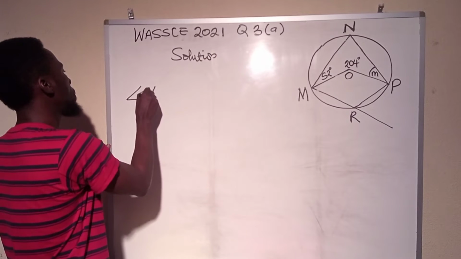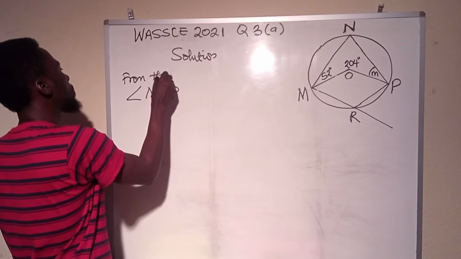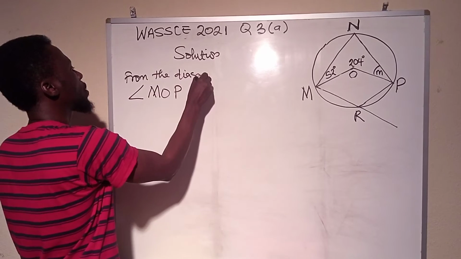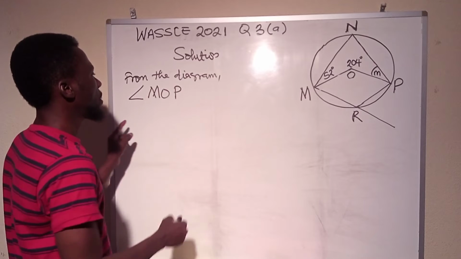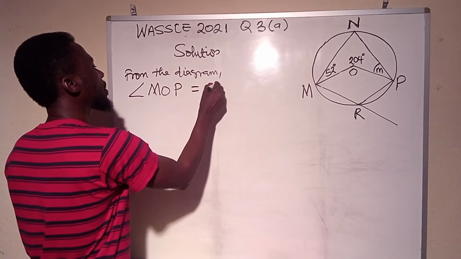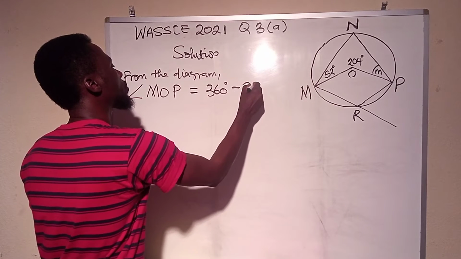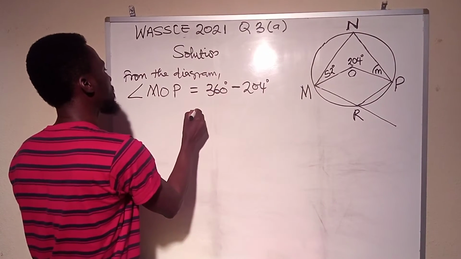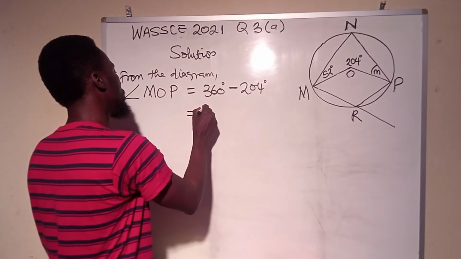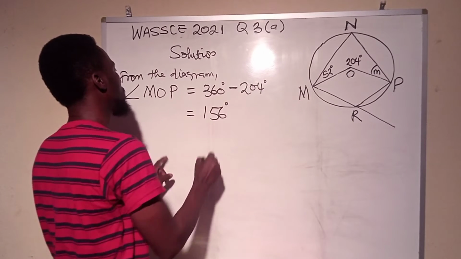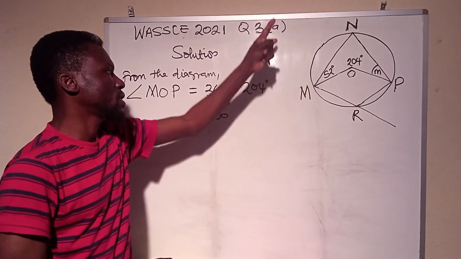So angle MOP. Whatever we are doing, we are making reference to the diagram. So from the diagram, MOP is equal to 360 degrees minus 204 degrees. And 360 minus 204 will give us 156. So we shall have 156 degrees. So that is MOP.